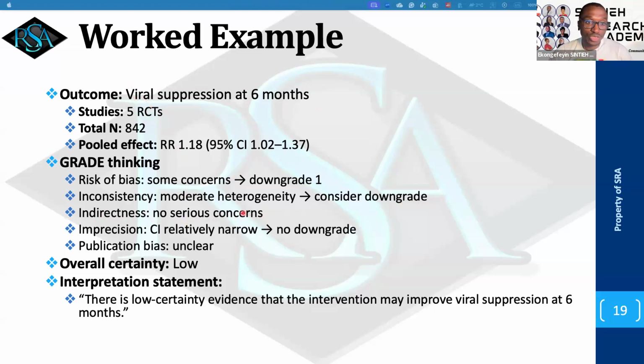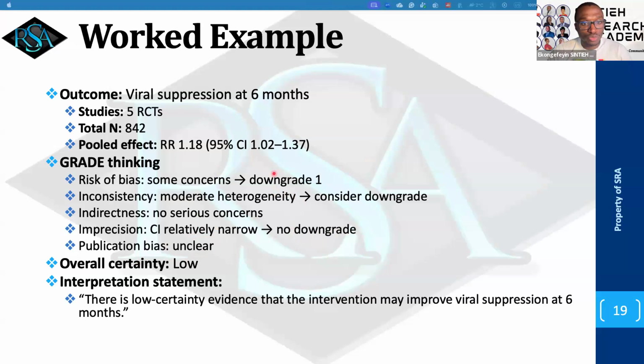So yeah, there's no serious concern about them working with another study population and then doing viral suppression by proxy, something like that. Now, imprecision: the confidence interval is relatively narrow, so we don't downgrade it. You see that the confidence interval is 0.02 to 37. So it's narrow, which means it's precise. If it was wide, then we would have said we should consider downgrading it. Now, publication bias, we can't ascertain that because it's just a few studies.